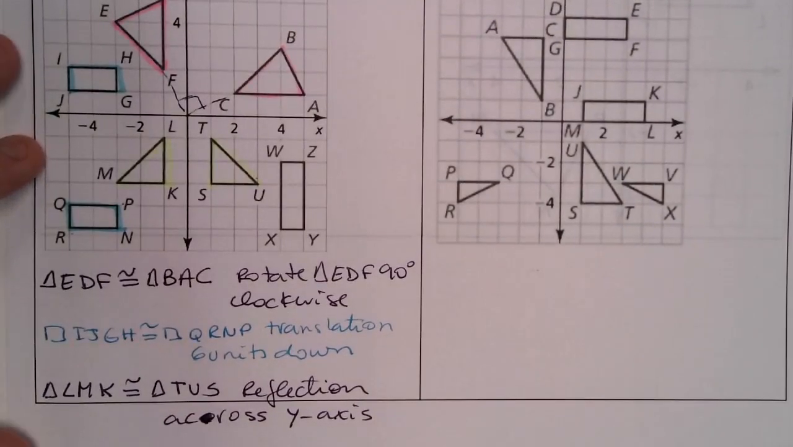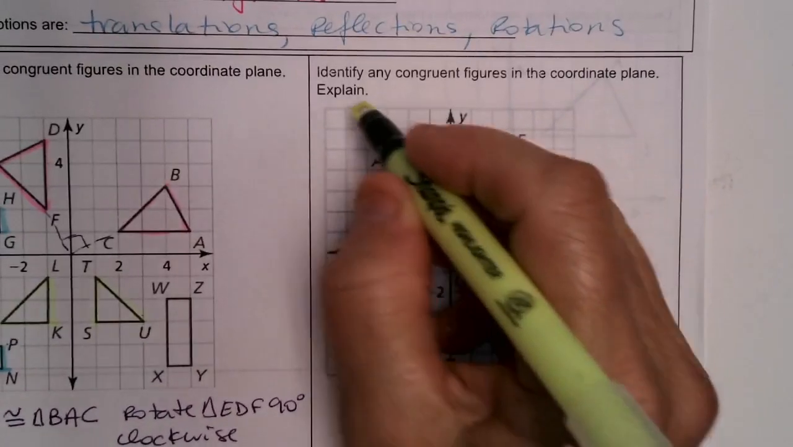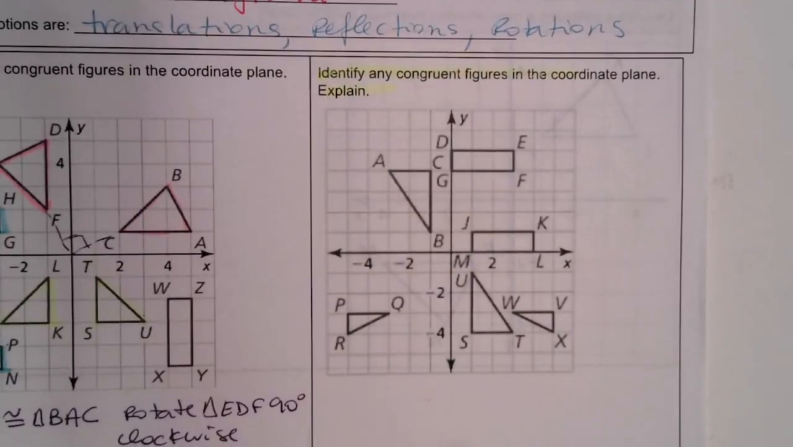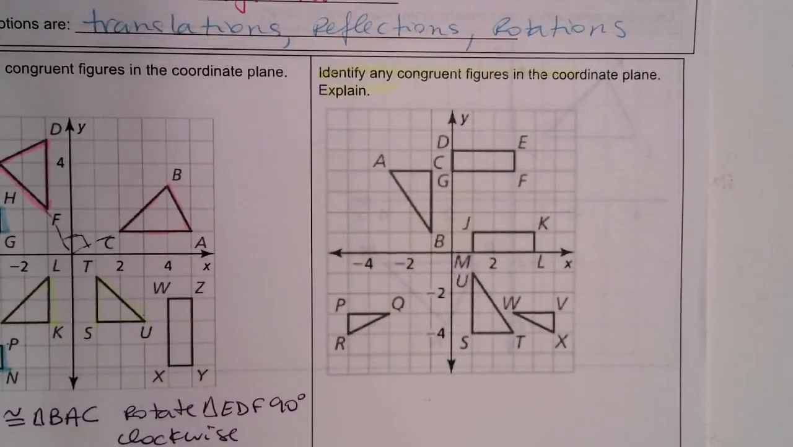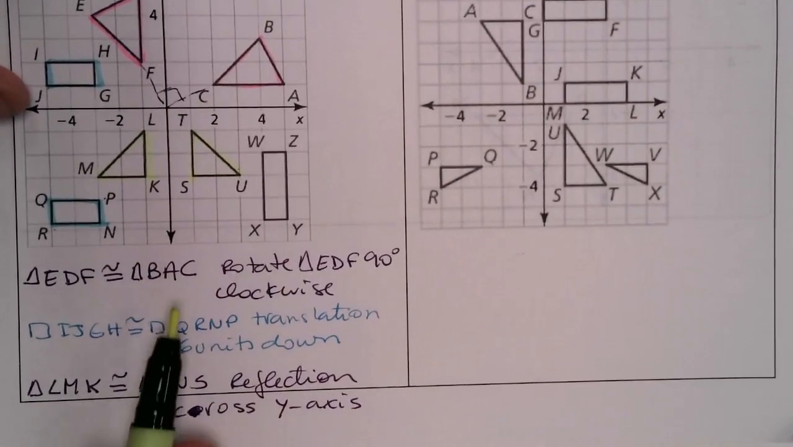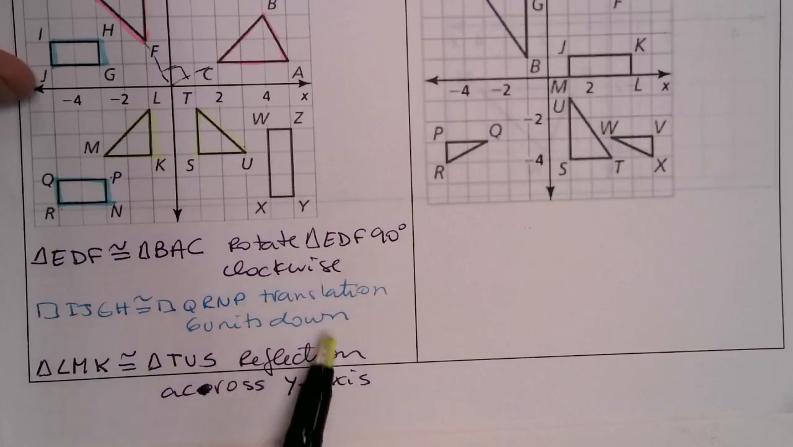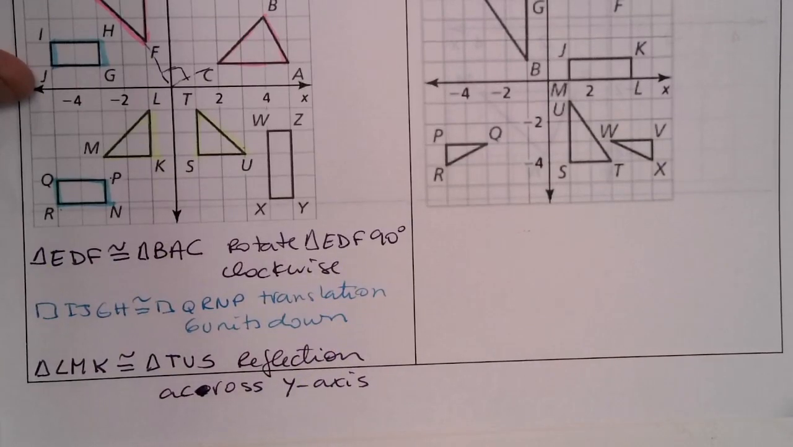Okay, so I would like for you to do this one right here. This one. And you're doing exactly the same thing I did. You're identifying the congruent figures and you're explaining. You're writing the congruency statement and why you say they are congruent.